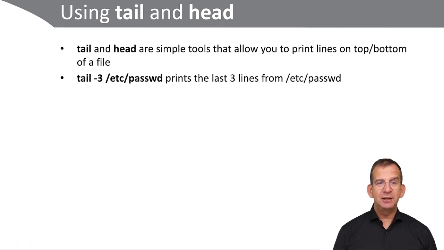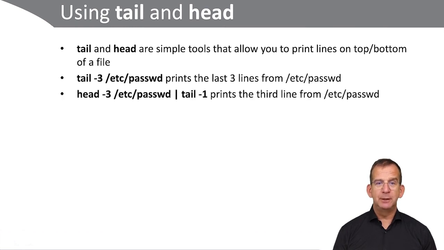tail -3 /etc/passwd prints the last 3 lines from /etc/passwd. Notice that older implementations of tail as well as head needed -n3 for the number. The modern alternatives just allow you to pass the -3. And likewise, head -3 /etc/passwd will print the first 3 lines. If next you send the result to a pipe and beyond the pipe you use tail -1, guess what you get? You get the third line.